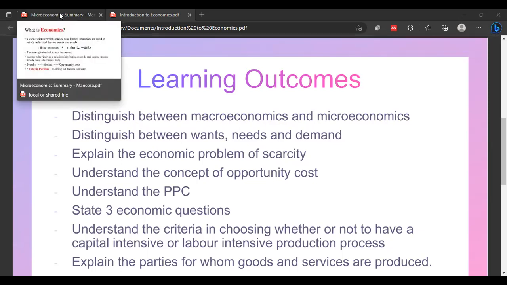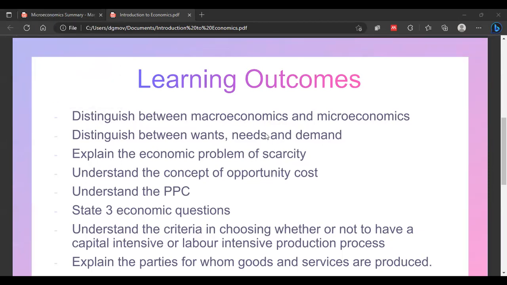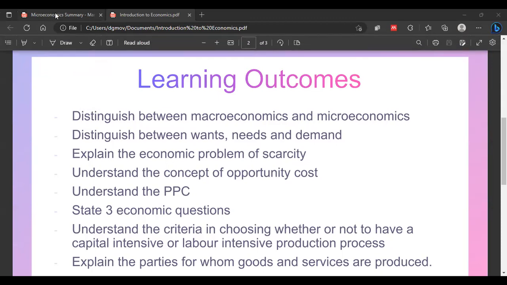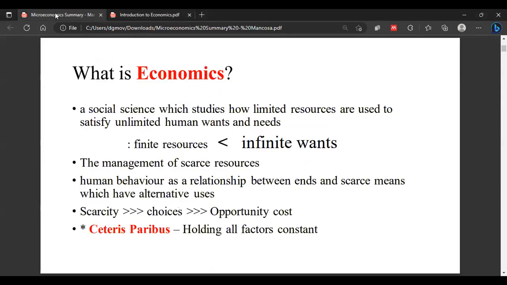But what is this economics that we are talking about? They defined it as a social science that studies human behavior in relationship to scarce means, which have got alternative uses. So number one, it is a science, a social science.